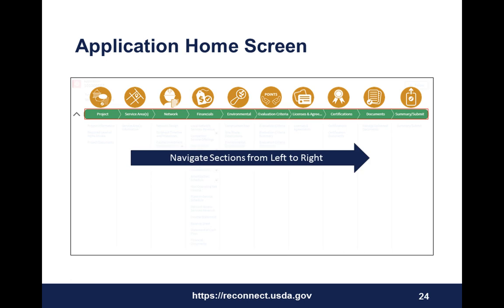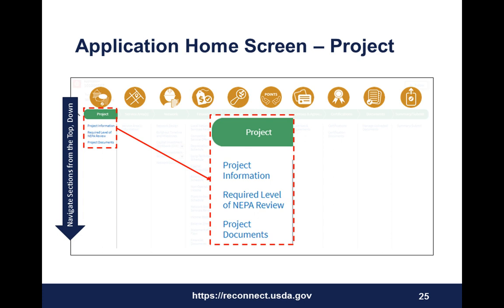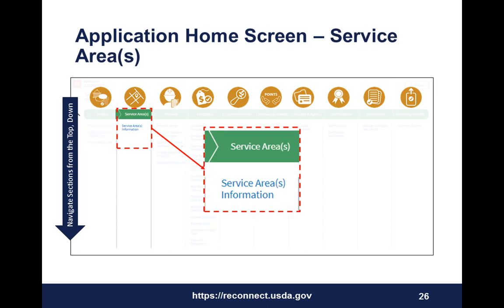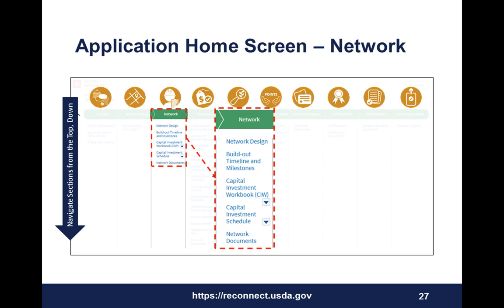So you can see navigation goes from left to right and from top to bottom, but remember, this is not required, just recommended. Starting with the project section, here applicants will complete the project information, required level of NEPA review, and upload project documents. Followed by the service area section. Here, applicants will draw their service area polygons. Then the network section. Here, applicants will provide their network design, identify key build-out timeline and project milestones, prepare capital investment workbooks and schedules, and upload and manage network documents.